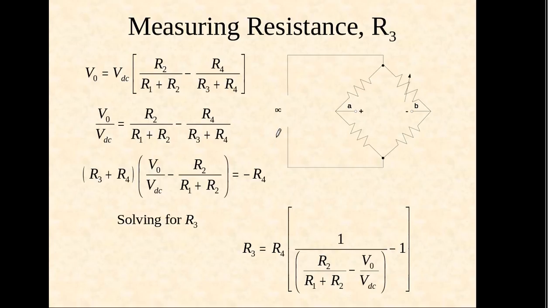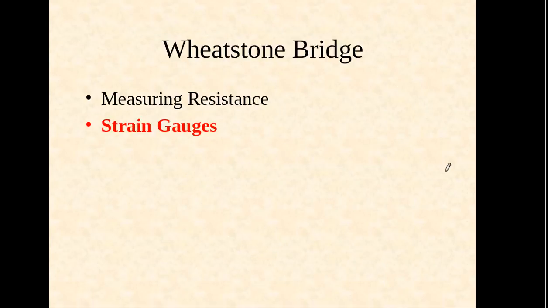So we are measuring the resistance at R3. V out is equal to VDC times R2 upon R1 plus R2 minus R4 upon R3 plus R4. So V output upon VDC is equal to R2 upon R1 plus R2 minus R4 upon R3 plus R4. Solving for R3, we can easily get that R3 is equal to R4 multiplied by 1 upon (R2 upon R1 plus R2 minus V0 upon VDC) minus 1. Okay, so this was the basic rule.